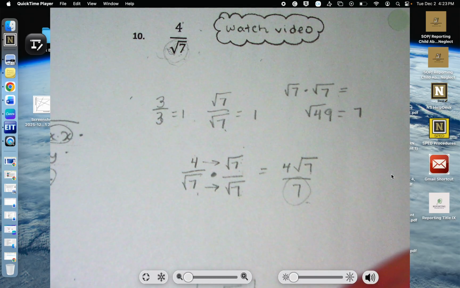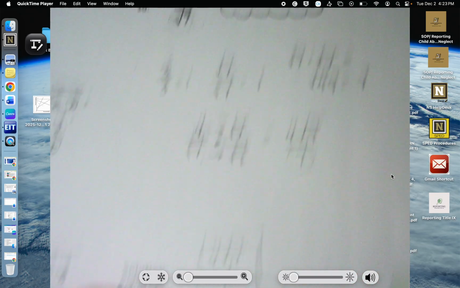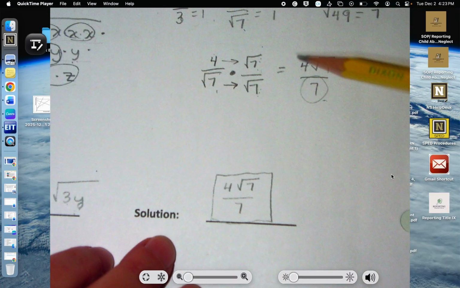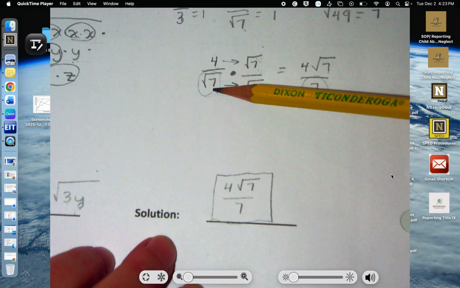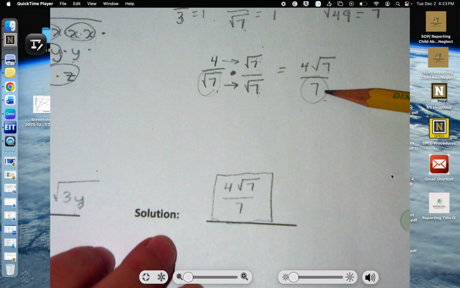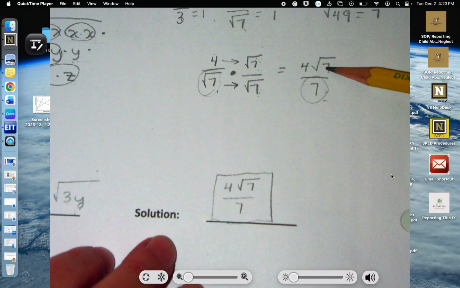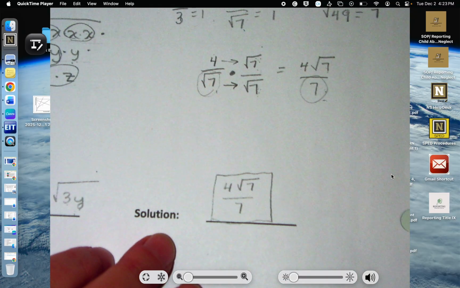There will be something similar on your assessment, and it is as simple as multiplying the numerator and denominator by whatever this denominator is. That forces this into a whole number, and then you just have the radicals in the numerator, and everybody in the math world seems perfectly fine with that.